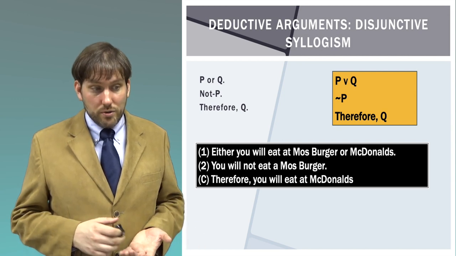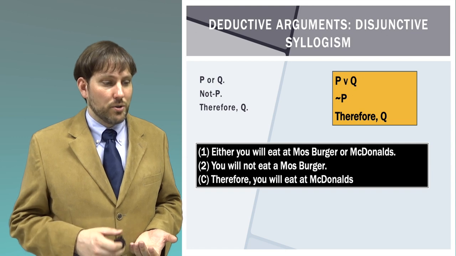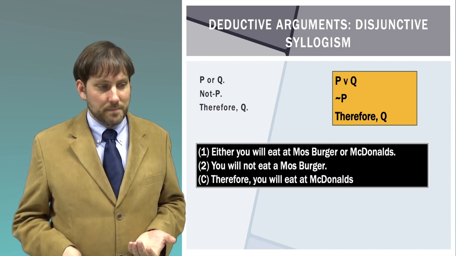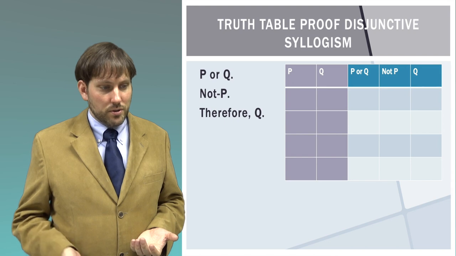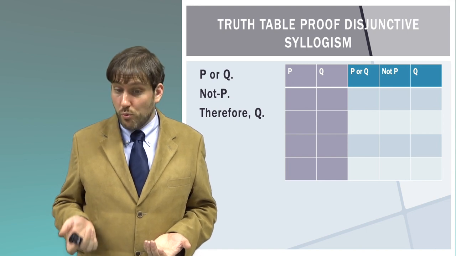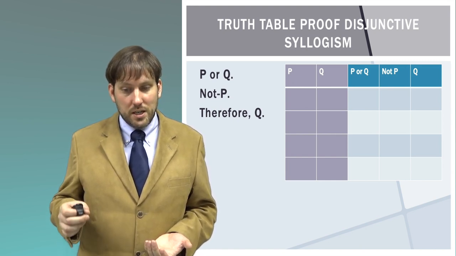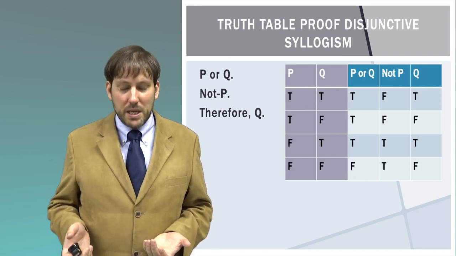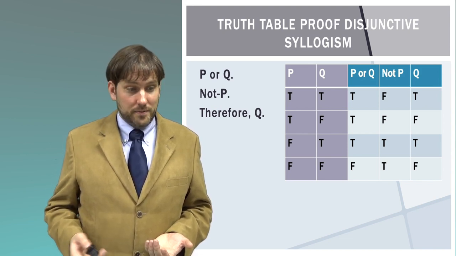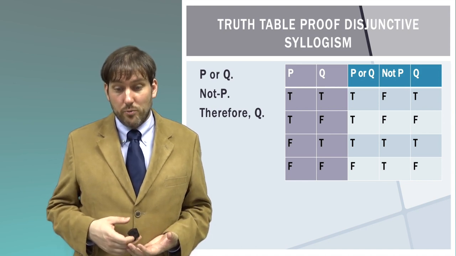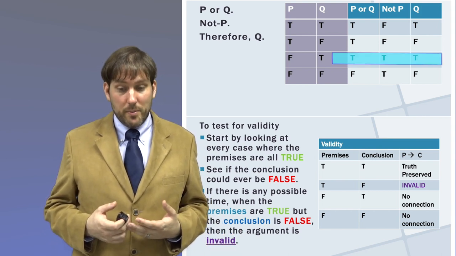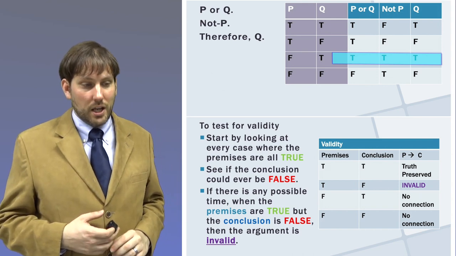So I showed you disjunctive syllogism before, but I will show it to you again. Either you will eat at Mos Burger or McDonald's. You will not eat at Mos Burger, therefore you will eat at McDonald's. So we have P or Q, not P, therefore Q. So let's fill that out. P and Q, TTFF again. Q, TFTF. P or Q, true whenever either of them is true, so we have TTTF. Not P, opposite of your P column, so it's going to be FFTT, and Q is going to be TFTF. So this argument is also valid. The only place that has true premises is the third of the rows, and the conclusion is also true.